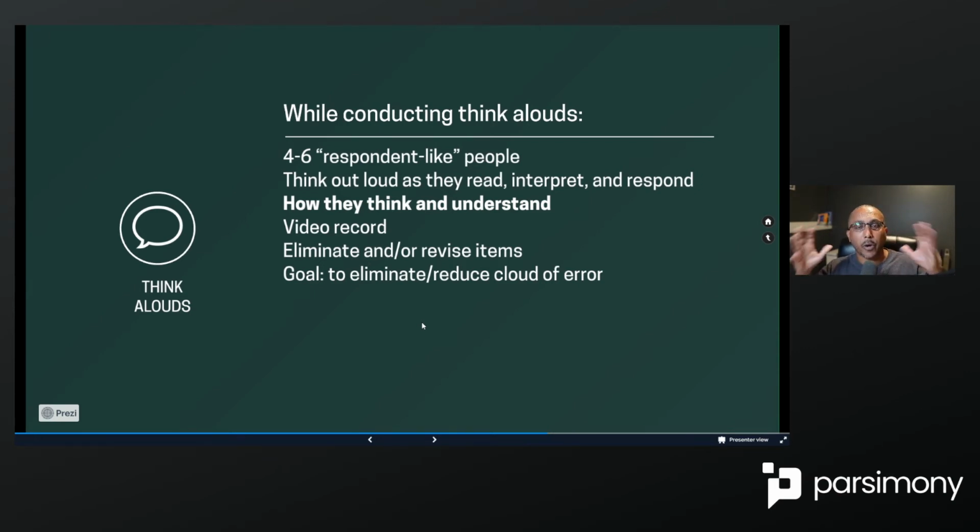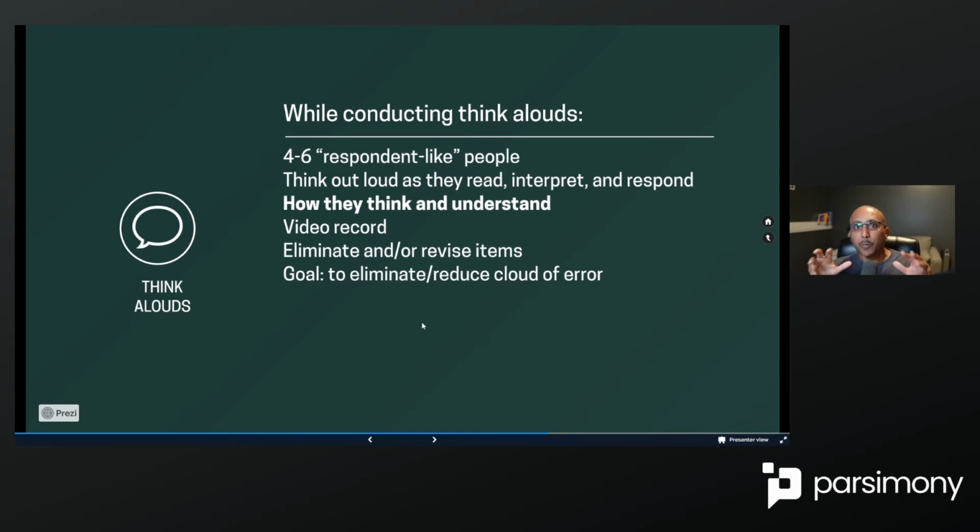You'll want to turn on a video recorder, have them read these questions out loud, have them talk out loud, talk through their thought process. And the goal of this step is really to understand how they understand your question, and have them answer also. But you don't care about the answer. You just want to make sure that each of the questions are understood in the way that you intended them to be understood, and that everybody has an opportunity to respond accurately in a way that reflects their actual thoughts. And again, the goal of this exercise is to eliminate or reduce that cloud of error.